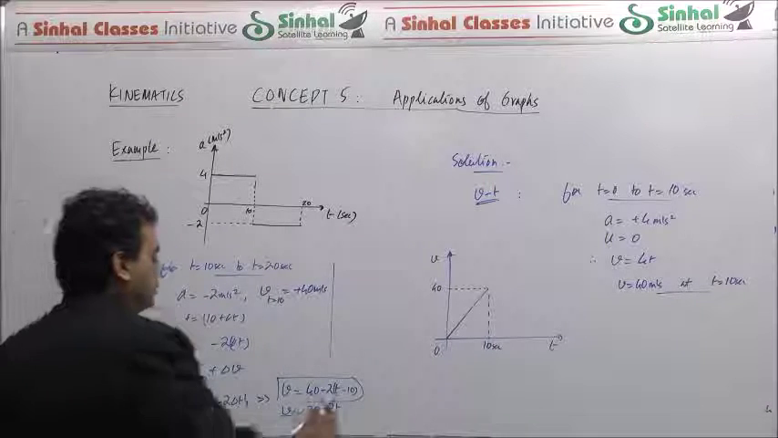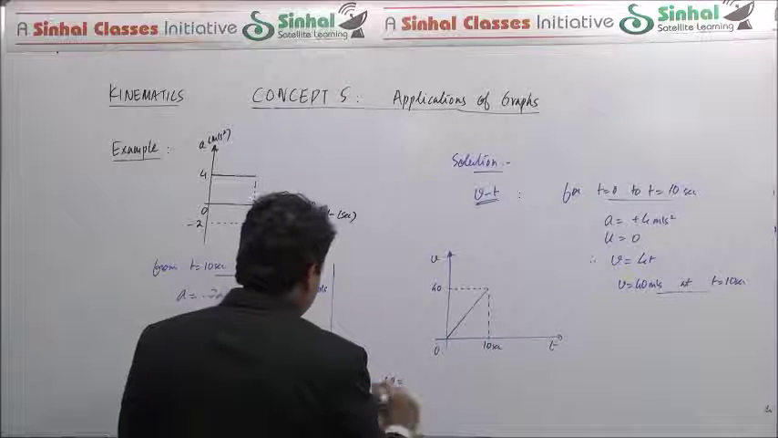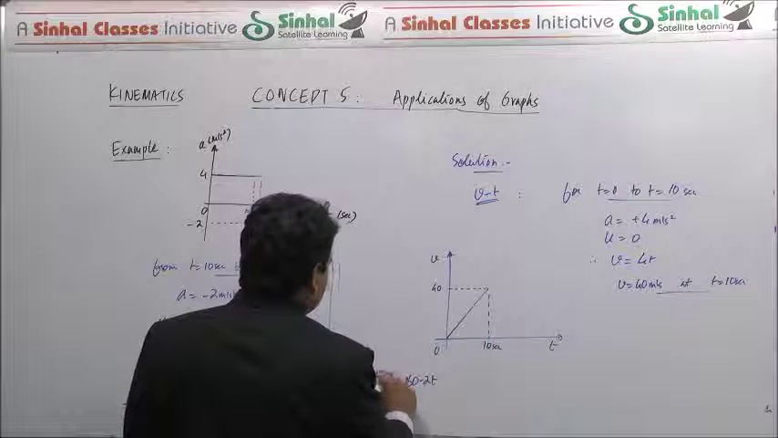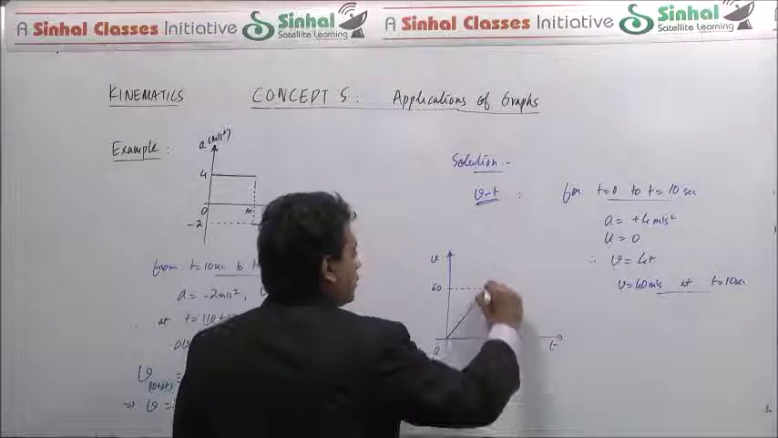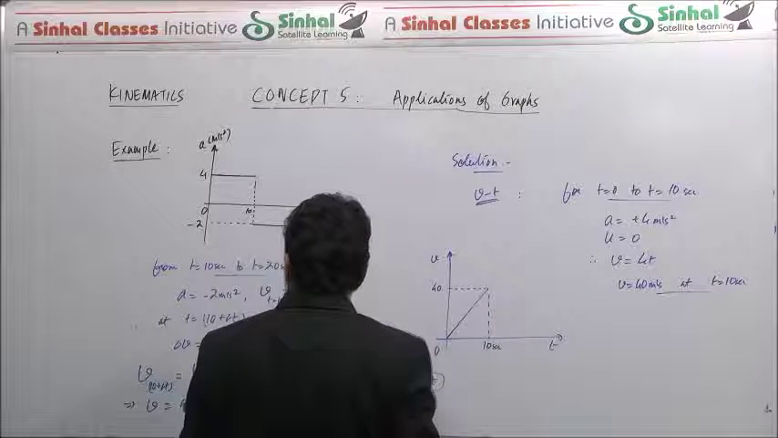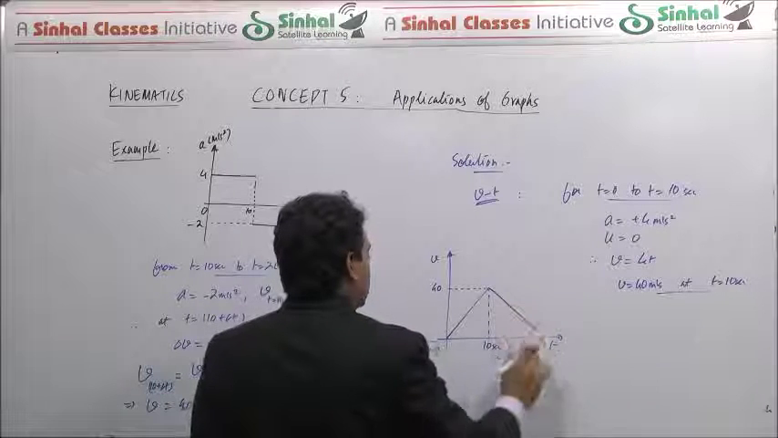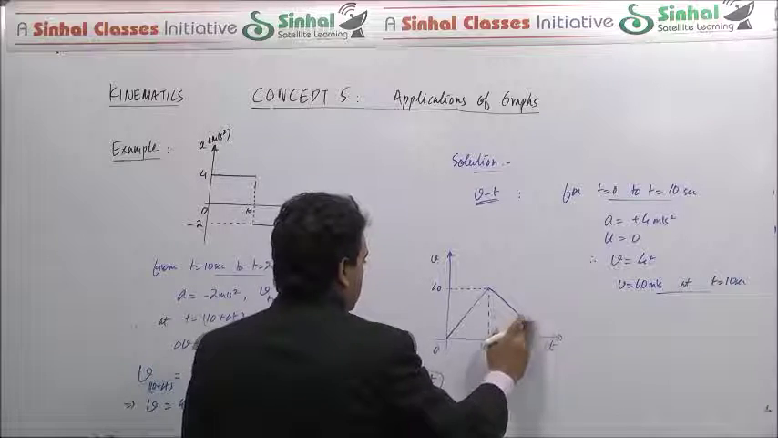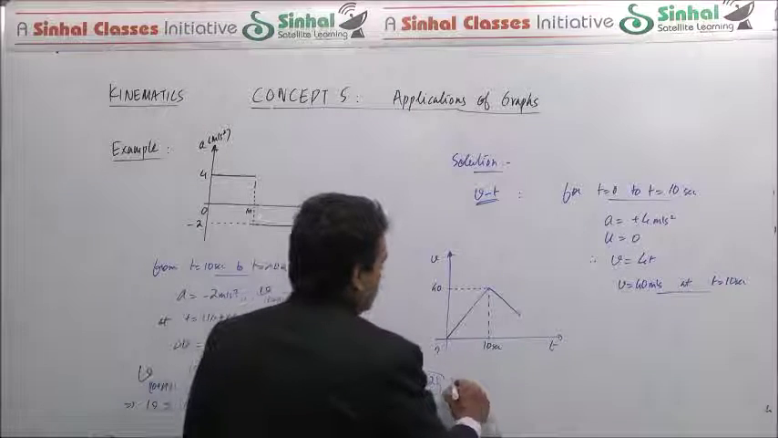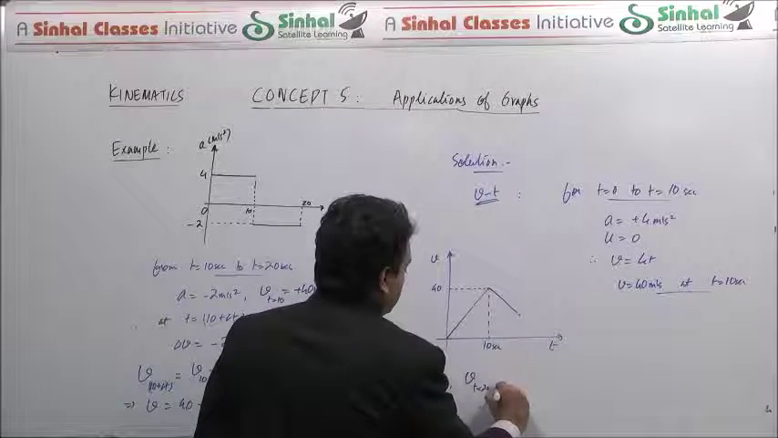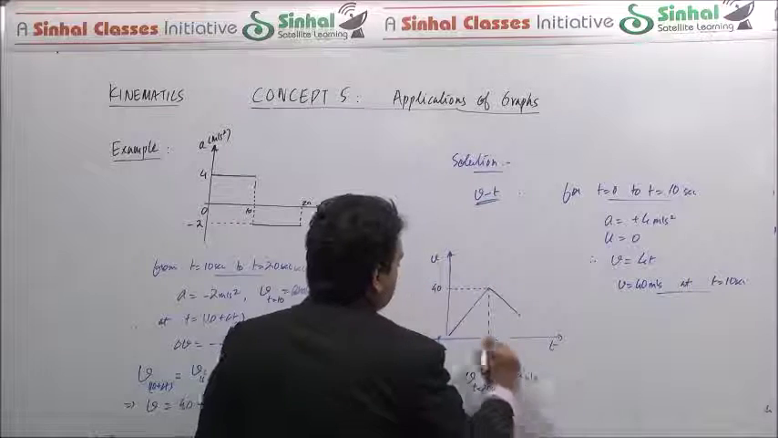In this interval of time, we can write the velocity as 60 minus 2t. So anyway, what we can see is that at some delta t, the velocity decreases by a certain amount, and that amount is 2 delta t. Also, at the time of 20 seconds, substituting 20 here, you can see the velocity would have reduced to 20 meters per second.